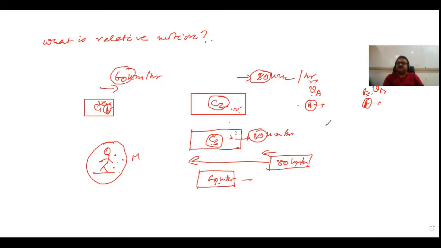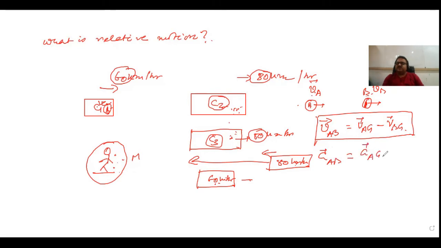So in this case, the velocity of A relative to B, or with respect to B, is equal to the velocity of A with respect to ground minus the velocity of B with respect to ground. This is the specific definition of relative velocity of one with respect to the other. Similarly, the acceleration of A with respect to B, called relative acceleration, is the acceleration of A with respect to ground minus the acceleration of B with respect to ground. So this is the general definition of relative motion.